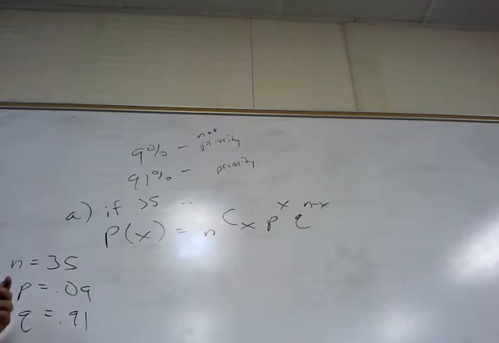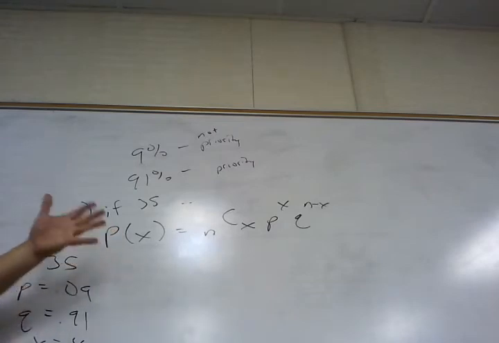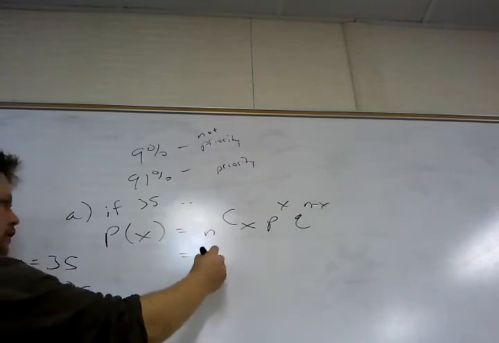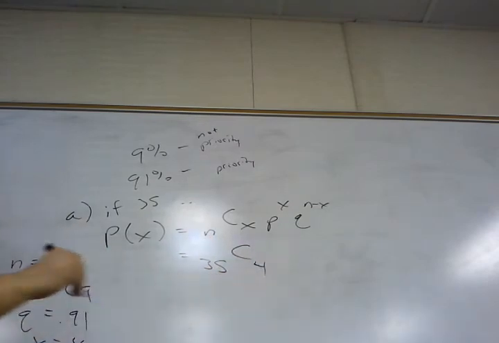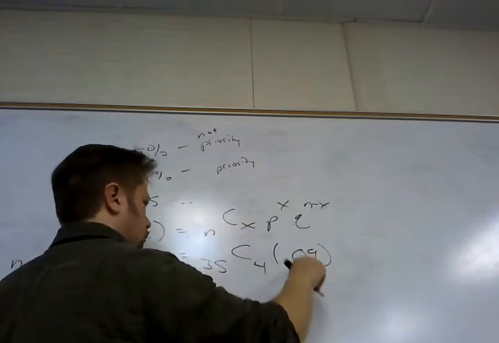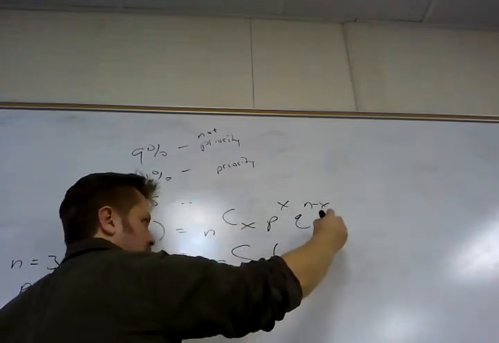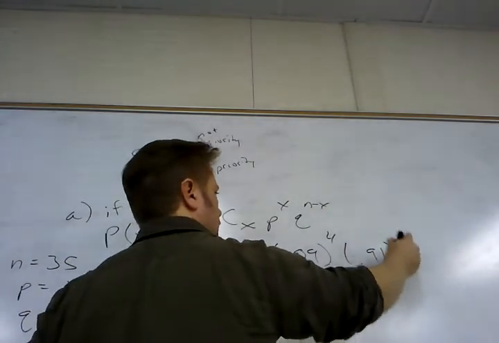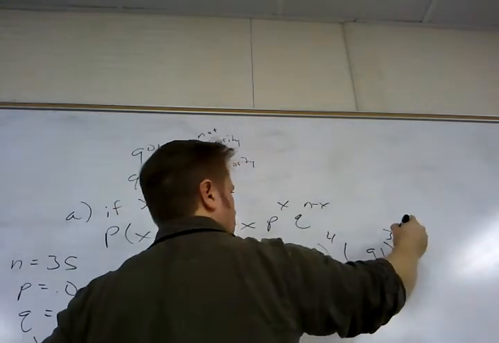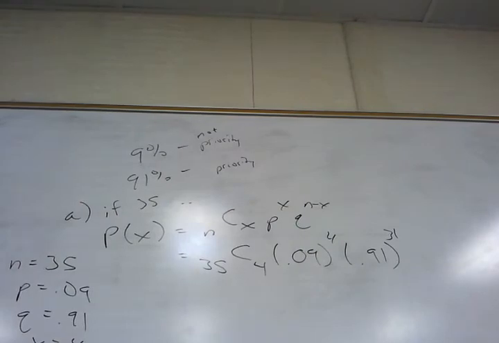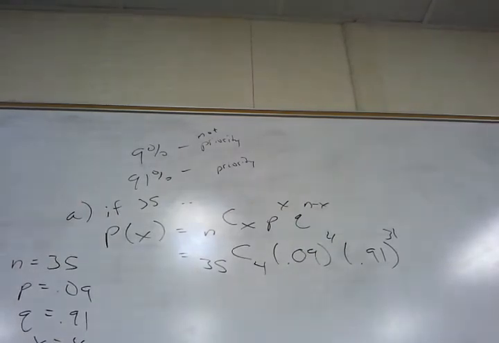And I want to know the probability of 4. So x, the number of successes, must be 4. Now I have everything I need to plug it in. You just have to remember where to get that choose. I have 35 people. I want to choose 4 of them to do something. How many of them do this? 4. And how many do the other thing? 31. That only makes sense: if 4 of them do this and there's 35 people total, 31 must do the other thing.